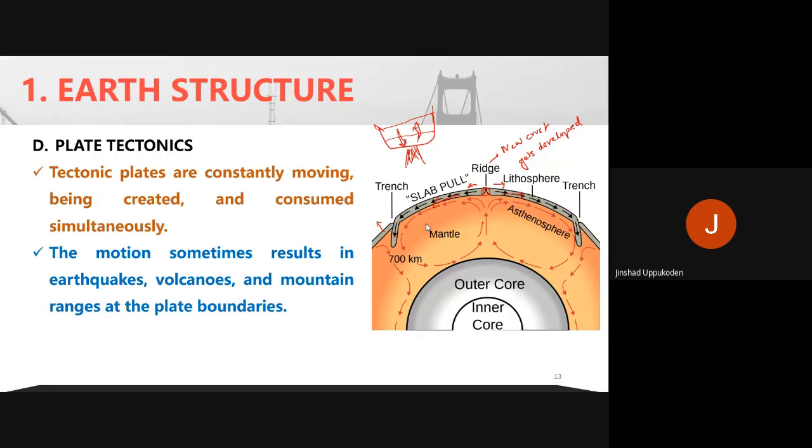It is this actual motion that causes earthquakes, volcanoes, as well as mountain ranges, especially at plate boundaries. So you will have earthquakes, volcanoes, as well as mountain ranges, especially occurring at the plate boundaries.